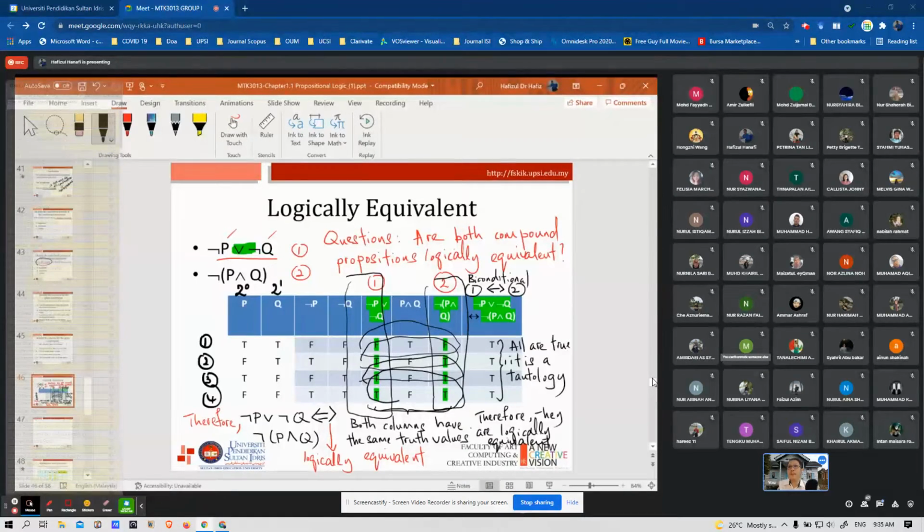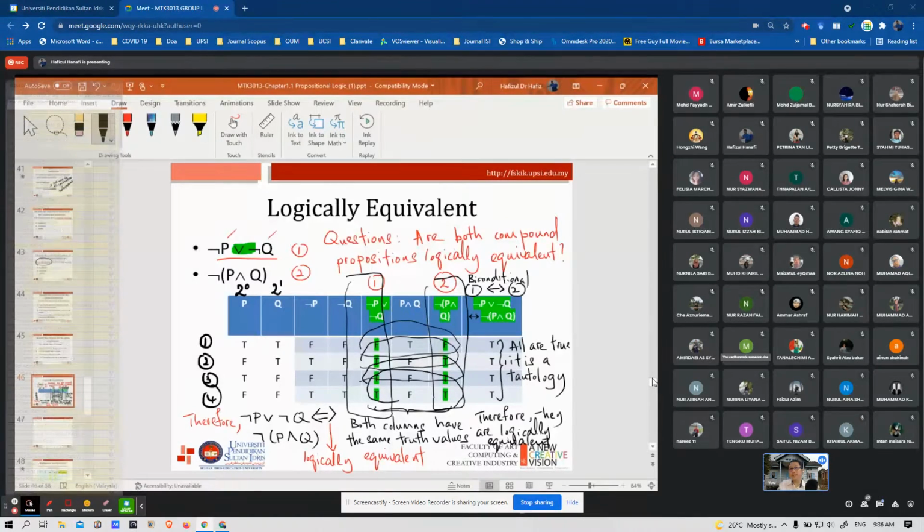Therefore, as a conclusion, P and negate Q is equivalent to negate P and Q. This we call logically equivalent. Both columns have the same truth value. Therefore, they are logically equivalent.